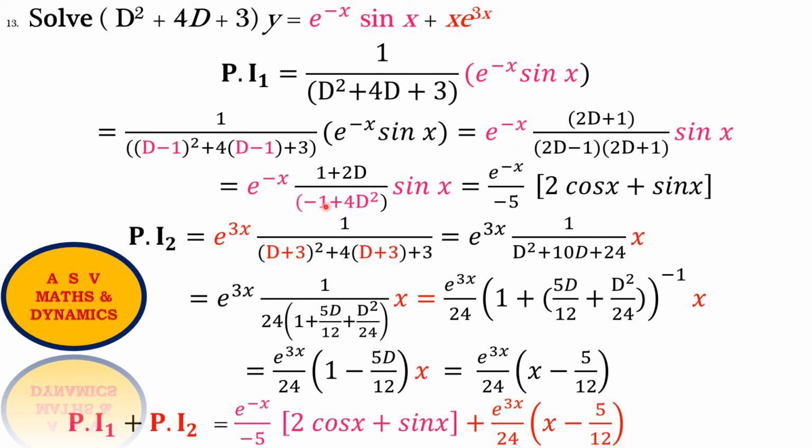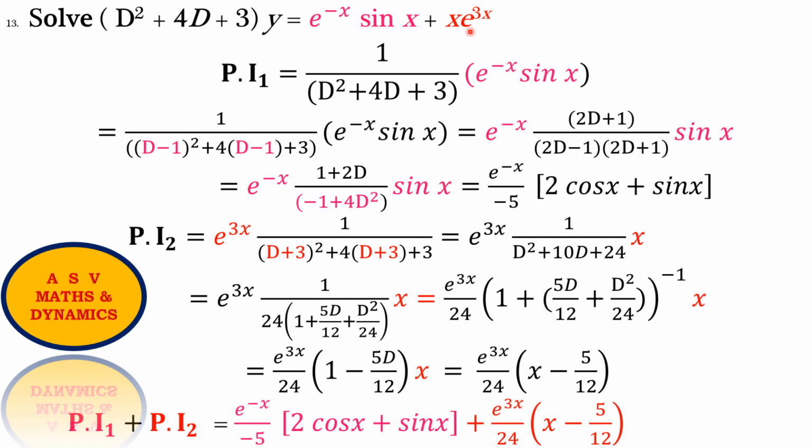At the same time I got negative 1 plus 4d squared. Here you have to substitute the values, it is a 1. So here if you substitute negative 1 and simplify, you can get the answer. So this is the first process.